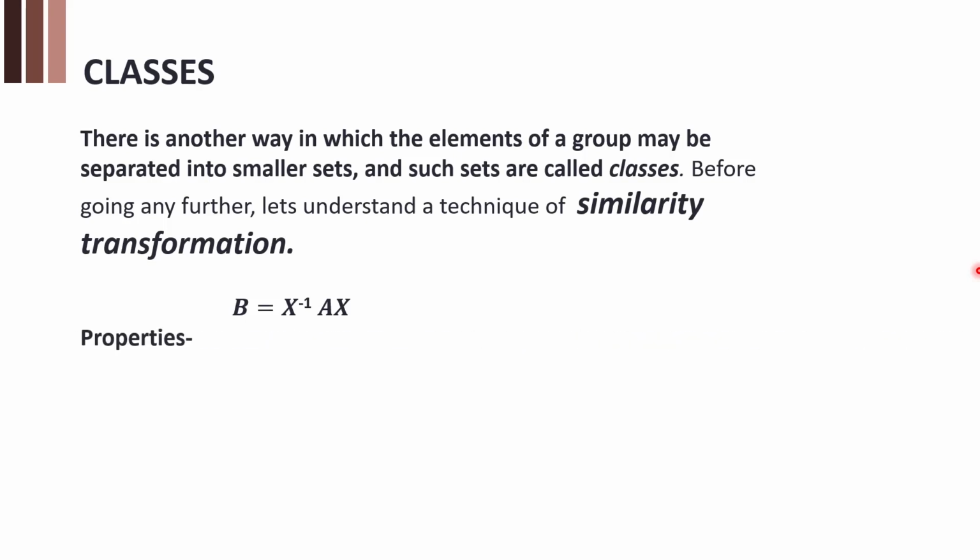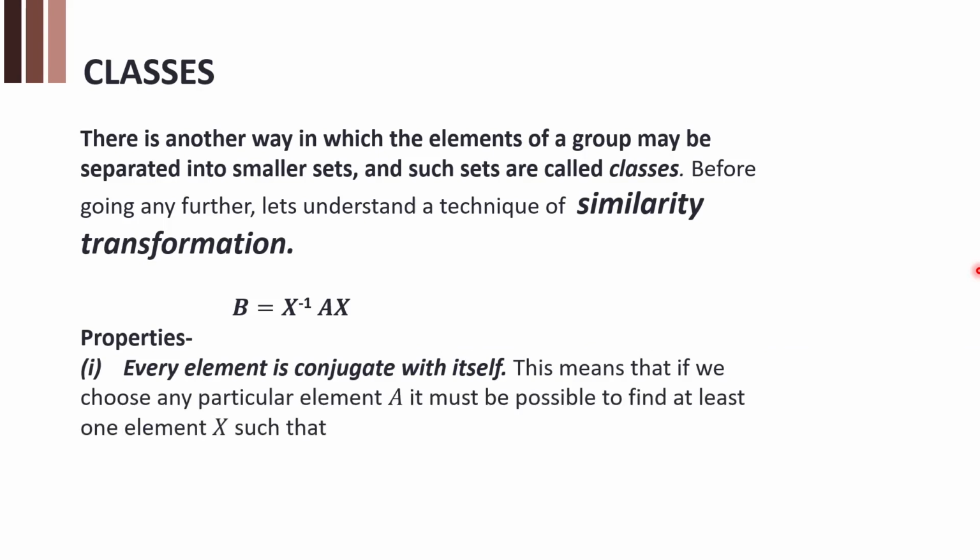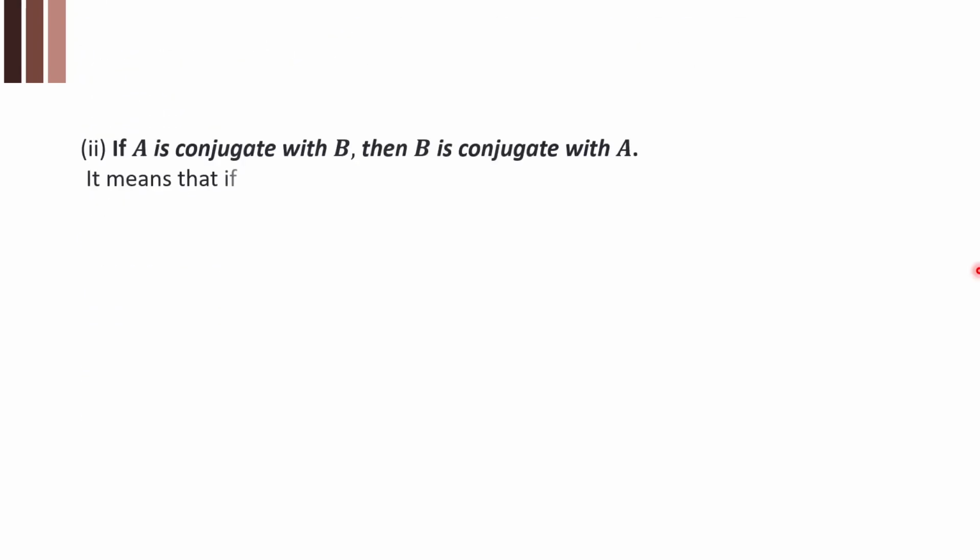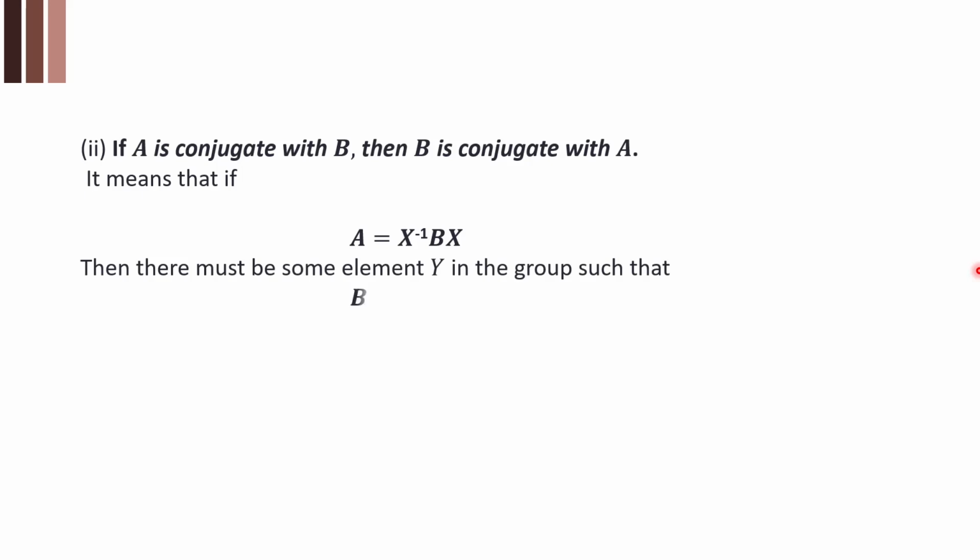So what are the properties? Every element is conjugate with itself. This is the first property that we have discussed, that A is equal to X inverse A X. Obviously A, X and A all must belong to the same set. The second property: if A is conjugate with B, then B is conjugate with A. For example, if you have a certain element X such that X inverse B X is equal to A, then there must exist some element Y such that Y inverse A Y is equal to B. So B transforms as A and A transforms as B with different elements. Both the elements must belong to the same set.